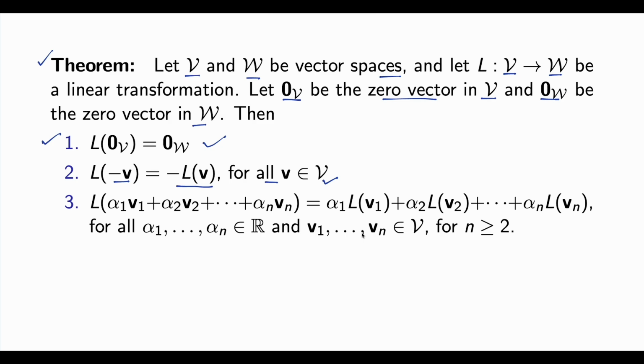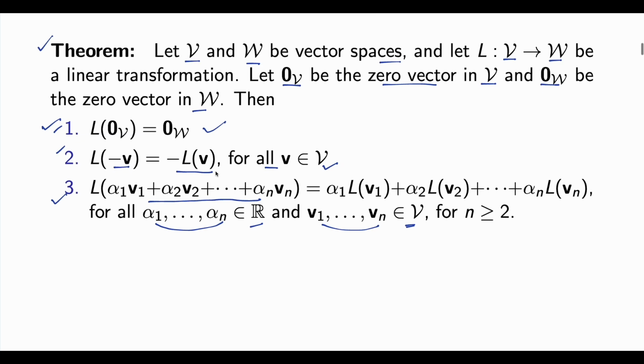Or in general, L of the linear combination is the same as alpha1 L(v1) + alpha2 L(v2) and so on, plus alpha_n L(vn), for all scalars in R and for all vectors in V. So it is sufficient to check these two conditions for a given linear transformation. 0 maps to 0, and L(-v) = -L(v). If L is linear, then these two conditions must hold.